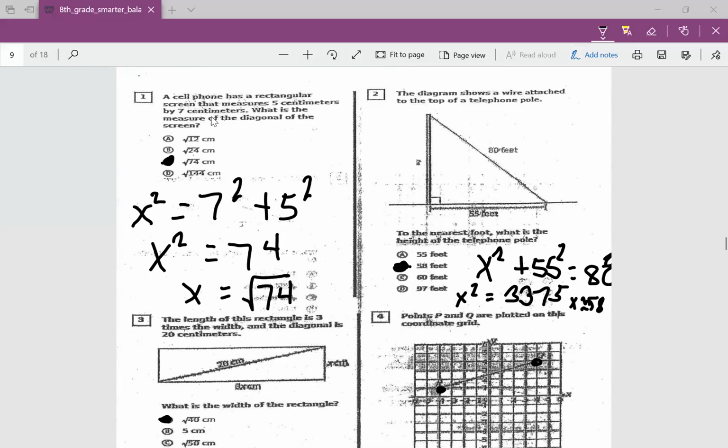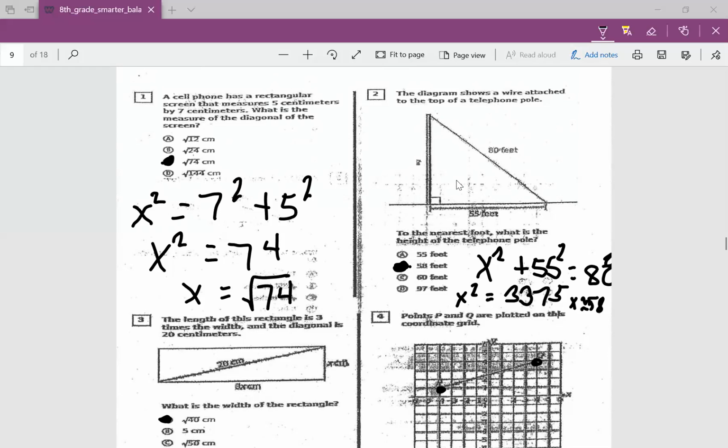The first one: a cell phone has a rectangular screen that measures 5 centimeters by 7 centimeters. What is the measure of the diagonal of the screen? You need to use the Pythagorean theorem. So 5 and 7 are your legs. 7 squared plus 5 squared equals x squared, or c squared. x squared is 74, square root of both sides. 74 is not a perfect square, so you just leave it as x equals the square root of 74.